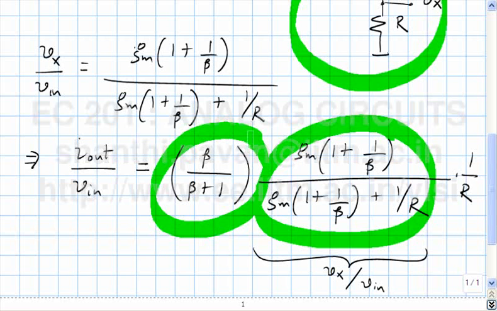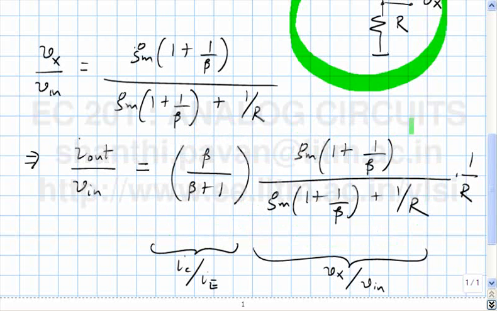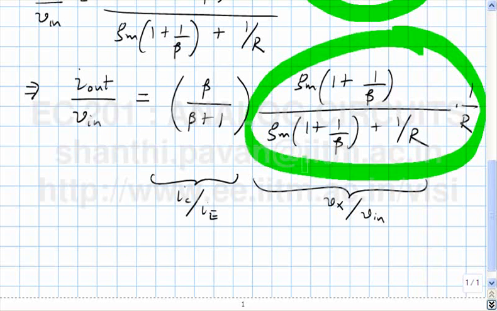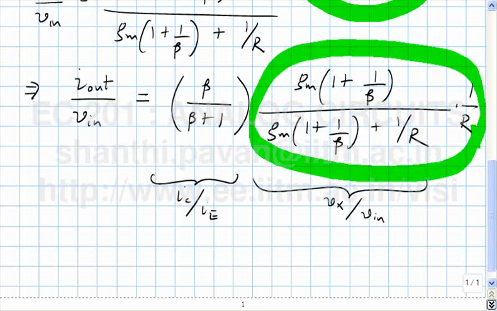This factor comes about because the incremental emitter current is not the same as the incremental collector current. The incremental collector current is almost the same as the incremental emitter current. The ratio is almost close to 1 because beta is large. This is nothing but incremental collector current divided by incremental emitter current, and this character here, what does that represent? If I multiply this guy in the green oval with Vn, what does that represent? It is the incremental emitter current.